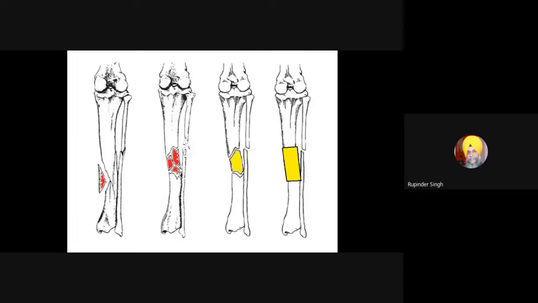Pin is a very unstable implant, but this can also work. But if we are using pin for the first or second image, which are on the left side, then simple pin will not work. You have to use something more rigid, like a plate fixation.